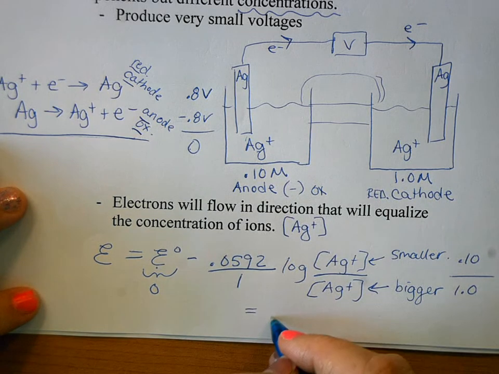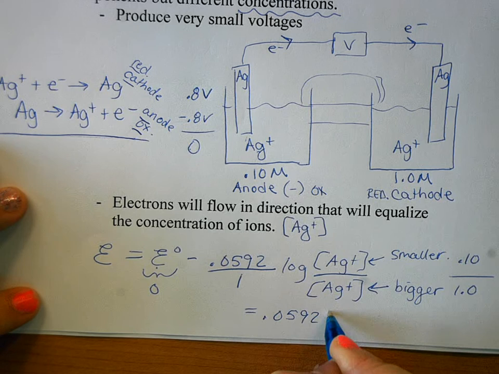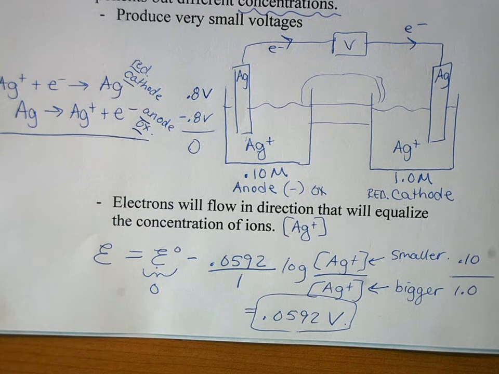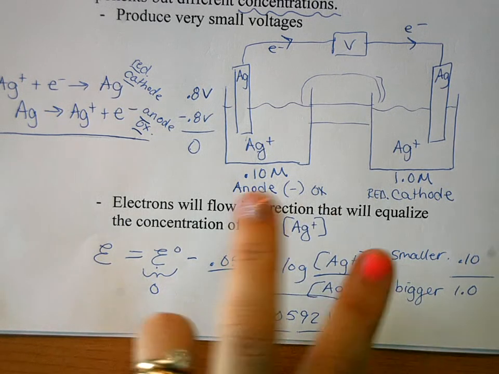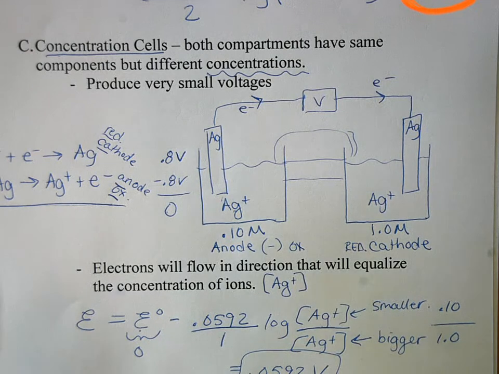And this gives you 0.0592 volts. Okay, so the numbers are very small, but you do get a slight flow of electrons and voltage reading when you have differing concentrations of solutions in each side of the half cells. Okay, questions on that? I've got one more small thing, and then we'll be done.